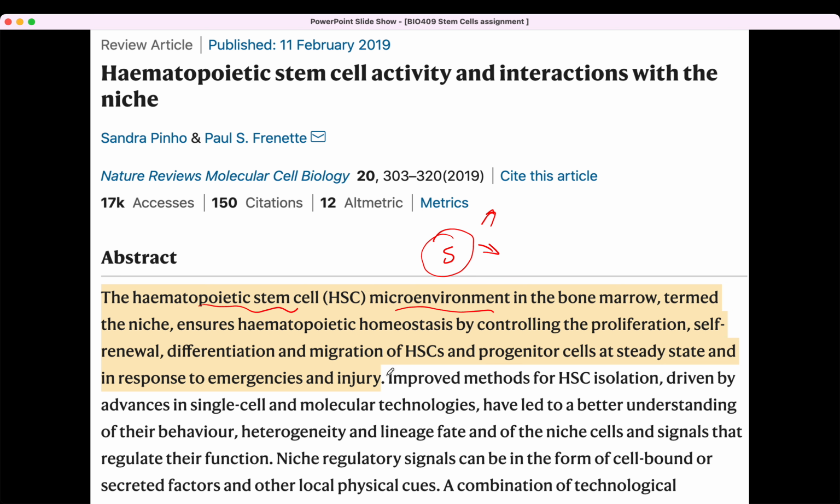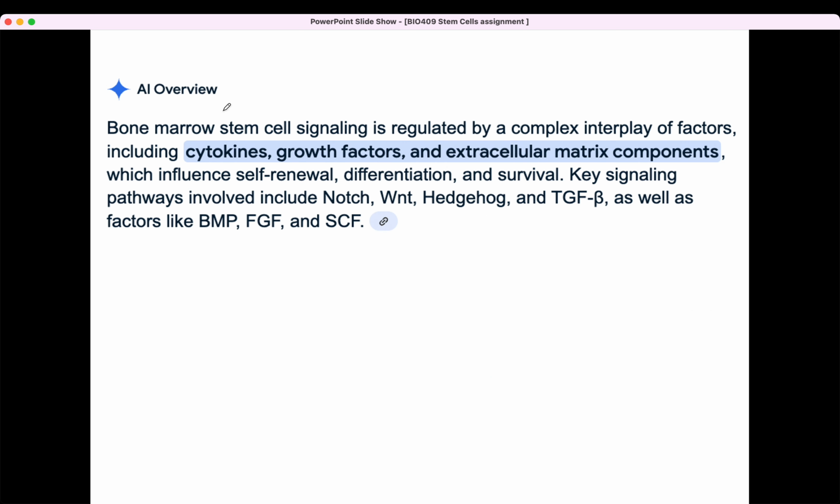There's just an article about that, and here's just some information. Bone marrow stem cell signaling is regulated by a complex interplay of factors. Look at what some of the signaling molecules are for our bone marrow stem cell. We learned briefly about Notch in chapter 16. We learned briefly about Wnt. We learned briefly, maybe we didn't learn about sonic hedgehog. We learned briefly about TGF-beta. Those are the receptors that activate transcription factors called SMADs.